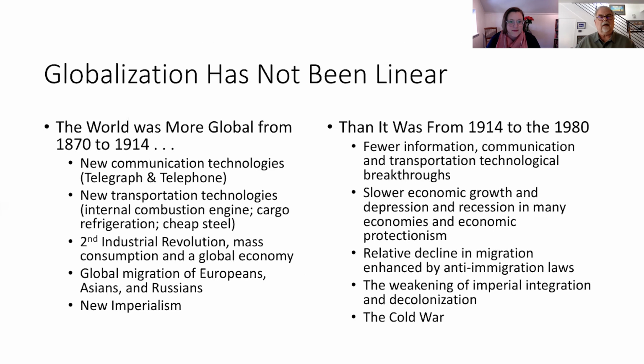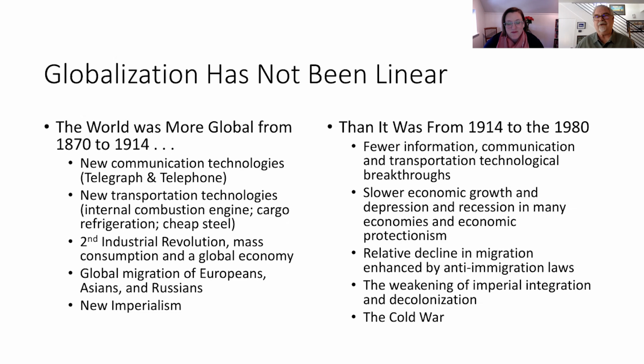And the last thing, before we really dig into globalization in a contemporary sense, I want you to also recognize that globalization has not been linear. It's not this sort of story where each year we become more global. It may seem like that from the perspective of the present, but if we think about the long 20th century, there's a case to be made, and I would argue, that the world, in fact, was far more global between 1870 to 1914, part of world history that you've already studied, than it was from 1914 to 1980, right?